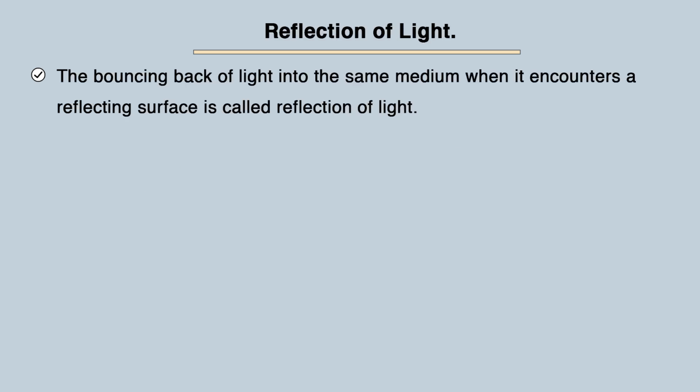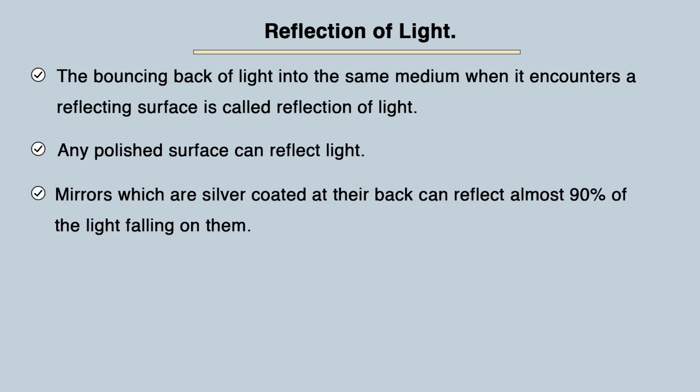Now, the reflection of light. This is part of ray optics, where we consider that light travels in the form of rays. Reflection is the bouncing back of light into the same medium when it encounters a reflecting surface. Any polished surface can reflect light, for example mirrors that are silver coated at the back, which can reflect almost 90% of the light falling on them.